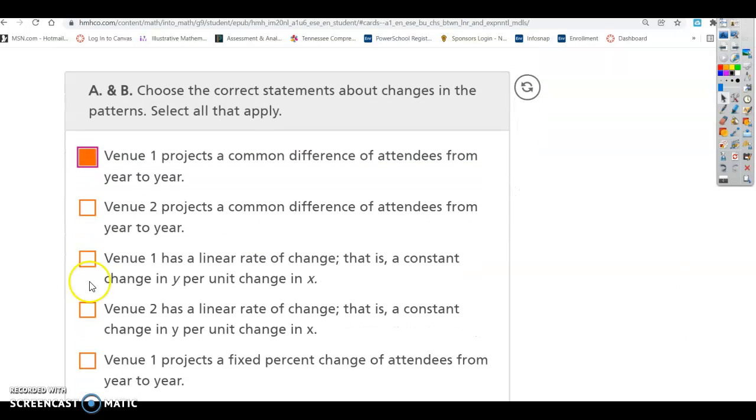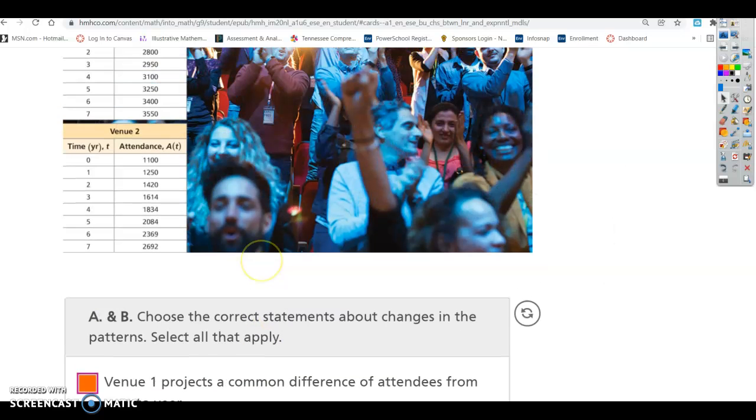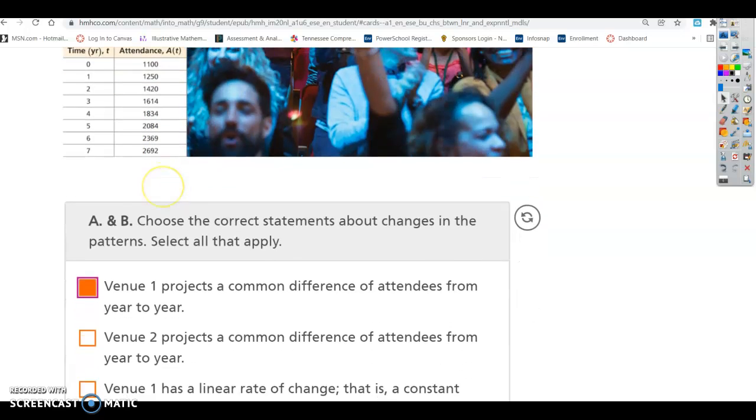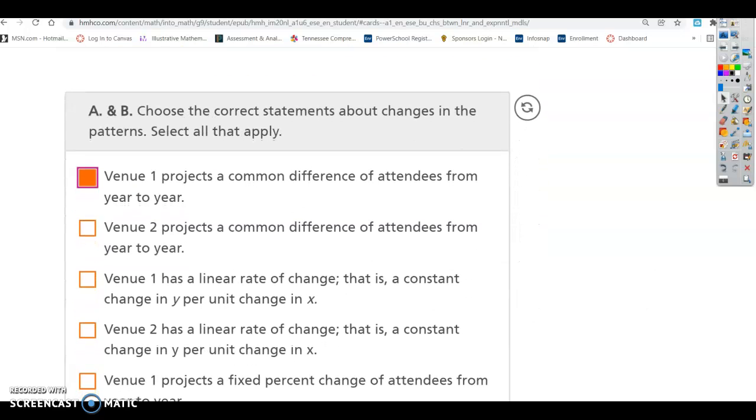And venue 2 projects a common difference of attendees from year to year. So let's look at that. It goes from 1,100 to 1,250. So that would be 150. From 1,250 to 1,420, that would be 170. So that is not a common difference. It goes from 150 to 170. We don't even have to check any more beyond that. So number 2 is not true.